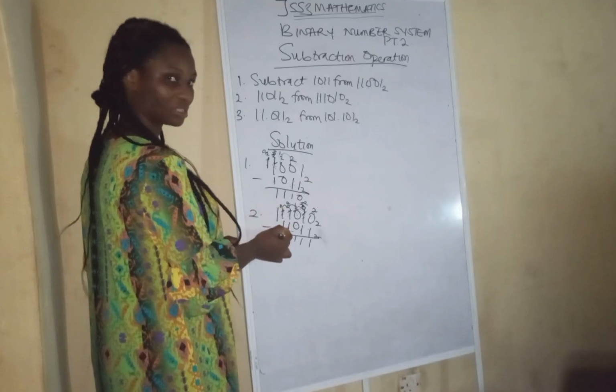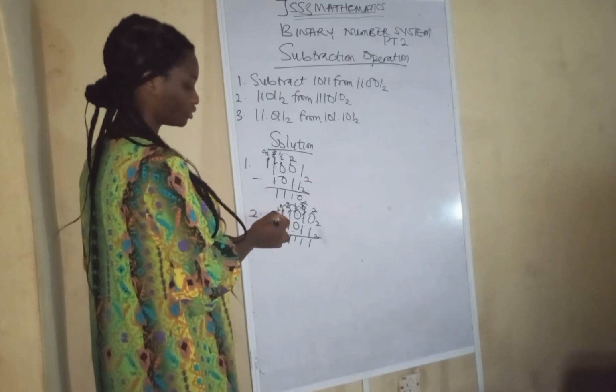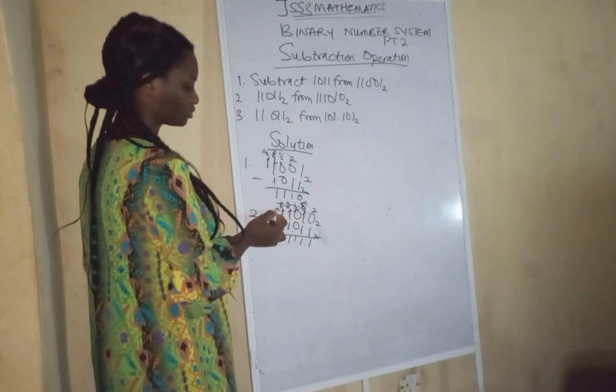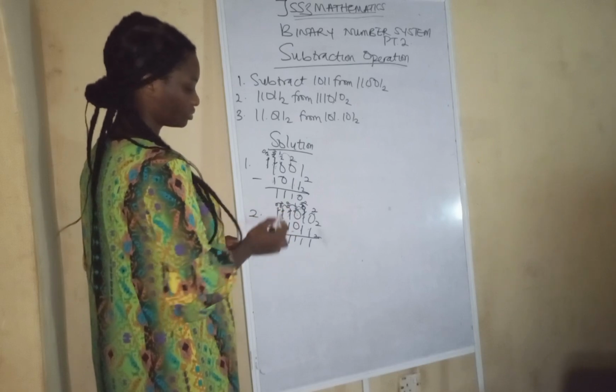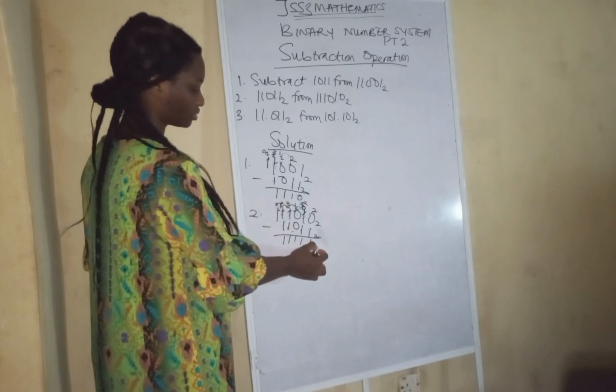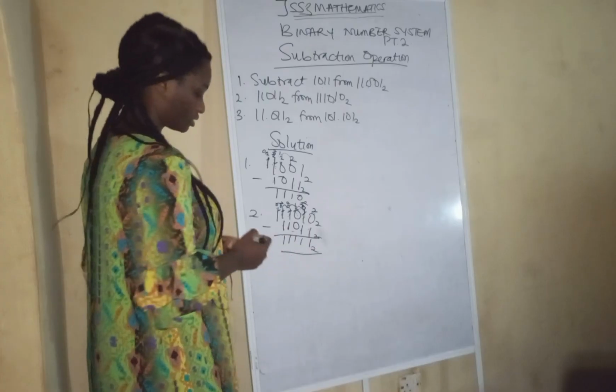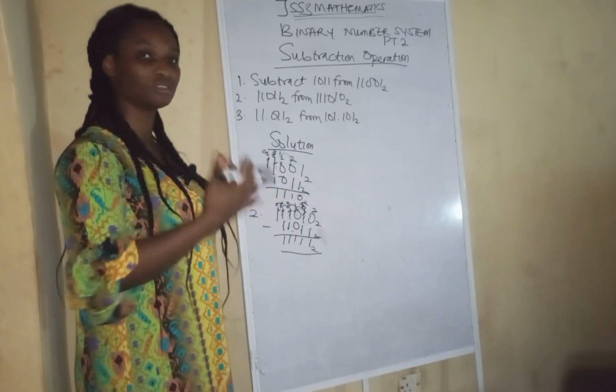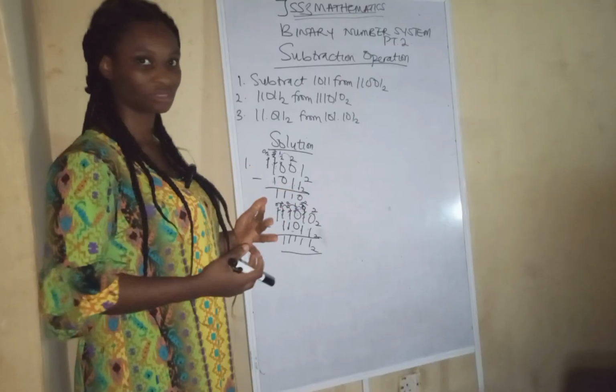So 0 minus 1 is impossible, so we borrow from this one number here. When you borrow 2, this one we have 2, and this one will turn to what? 0. So 2 minus 1 is 1. This 2. So that is how to solve it. It's as simple as that. You can watch this video over and over again for better understanding.